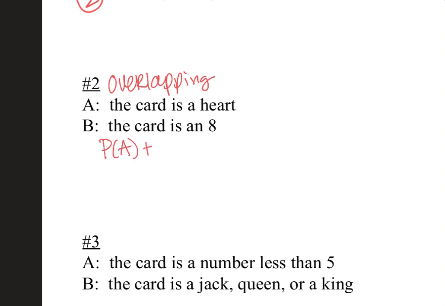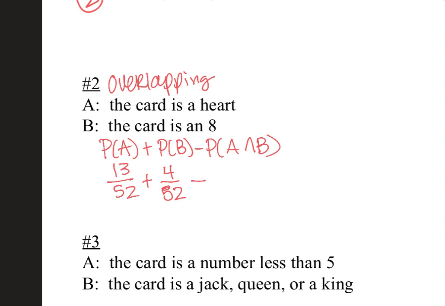So I'm going to do probability of A plus probability of B minus probability of A and B. Okay, my probability of A, so probability of getting a heart, there are 13 hearts in a deck. There are 4 eights in a deck. And there is 1 8 of hearts in a deck. Okay, so when I get these, I get 13 plus 4 is 17. 17 minus 1 is 16. So 16 over 52, which simplifies to 4 over 13.